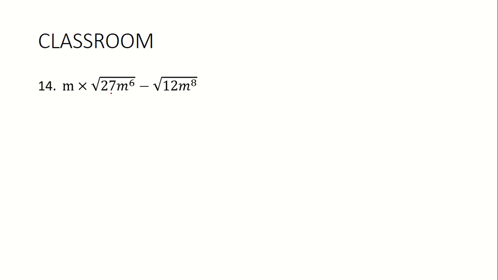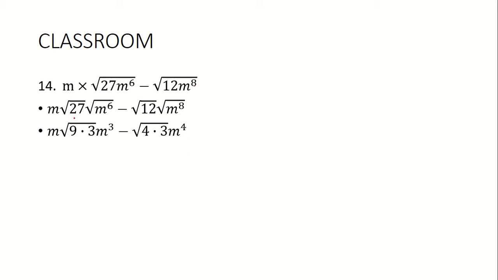Here you do the same thing. Split this root, okay? So you're going to give 27 its own square root, and you're going to give this m to the exponent 6 its own square root. Here you're going to give 12 its own square root, and m to the exponent of 8 its own square root. Square root of 27 is... Now, square root of 27, one perfect factor will be 9 times 3. And I still have this m here. When you find the square root, you will just divide that 6 by 2.